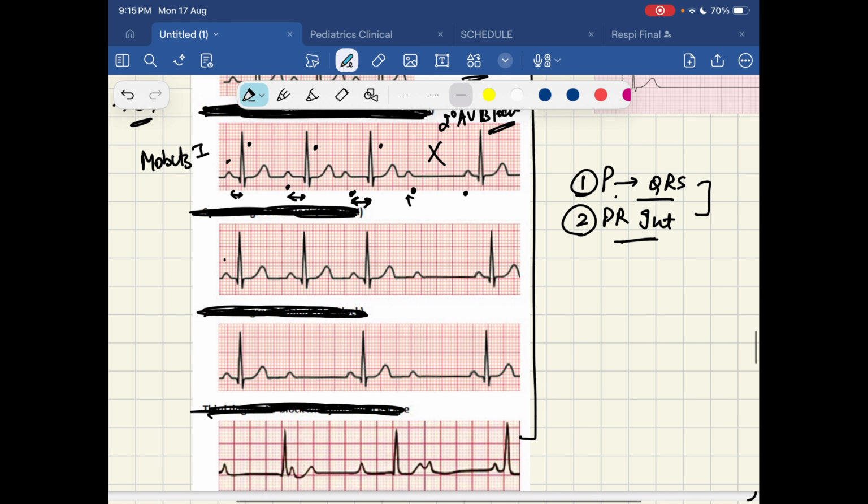See, in Mobitz 2, P QRS, P QRS, P QRS, P no QRS, P QRS. But the difference is the PR interval is the same. It's not progressively increasing. So this is called the Mobitz 2.